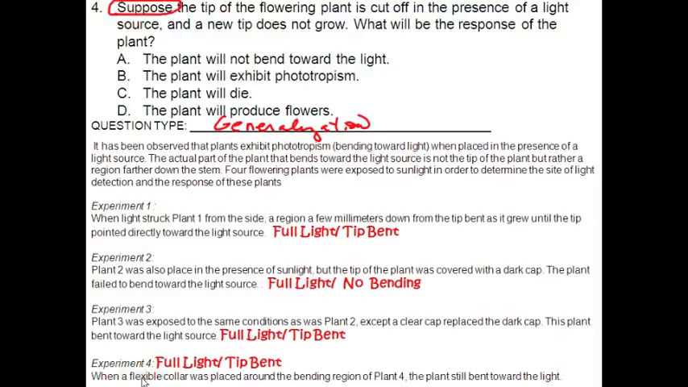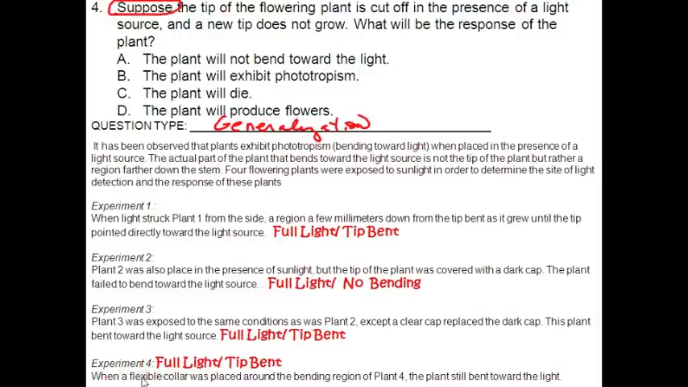The tip of the flowering plant is cut off in the presence of a light source and a new tip does not grow. What will be the response of the plant? Now, you already know that the initial communication for phototropism occurs in the tip of the plant. If the tip is cut off, the most likely reaction would be that the plant will no longer be able to send information to the lower bending region and therefore the plant will not bend.